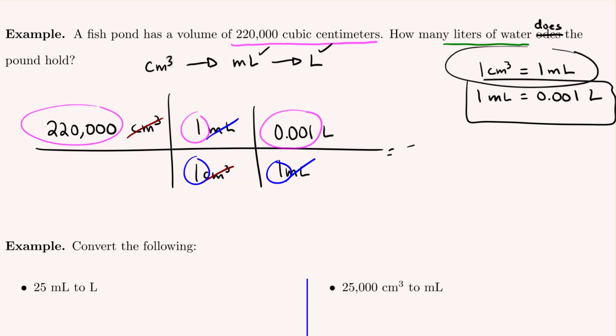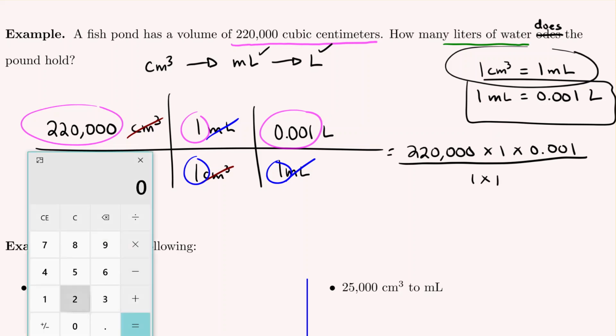So this will be 220,000 times 1 times 0.001, all divided by 1 times 1. And of course, dividing by 1 doesn't change the value. So here I have 220,000 divided by 1, and we get 220 liters is the equivalent value to 220,000 cubic centimeters.